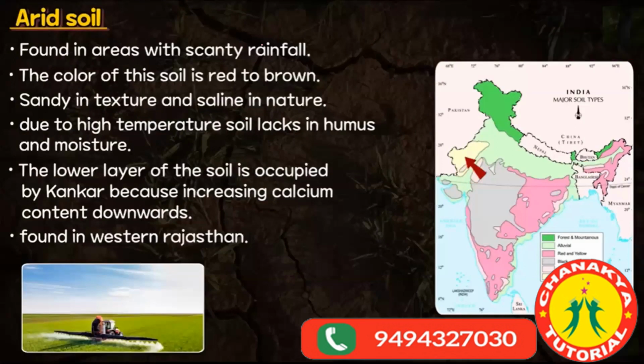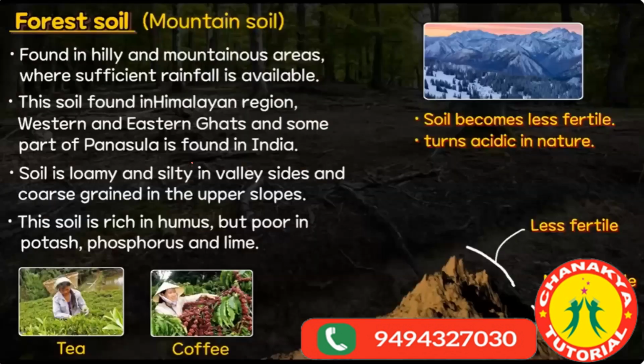Okay, ma'am. Arid soil. Found in areas with scanty rainfall, the color of the soil is red to brown, sandy in texture and saline in nature. Due to high temperature, soil lacks humus and moisture. The lower layer of the soil is occupied by kankar because of increasing calcium content downwards. Found in western Rajasthan.